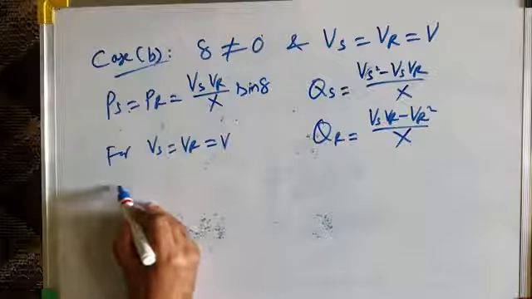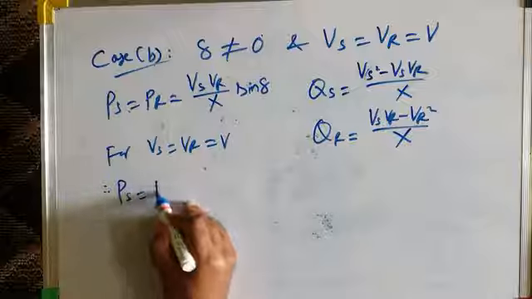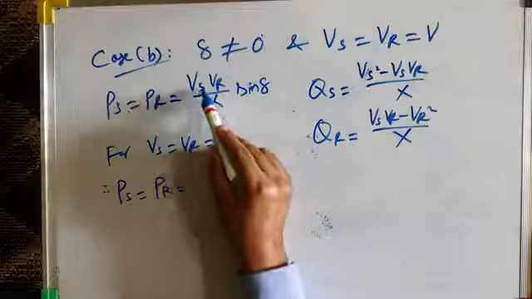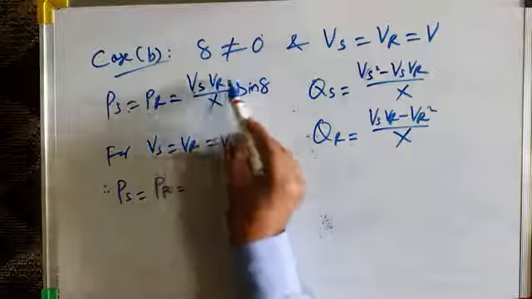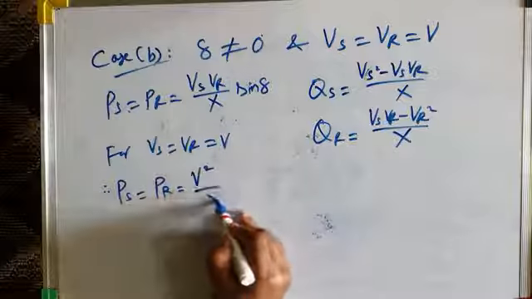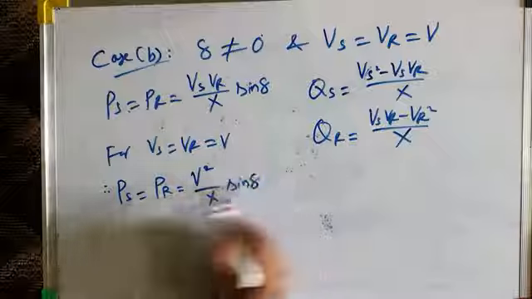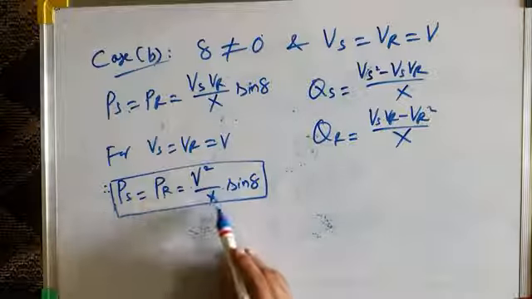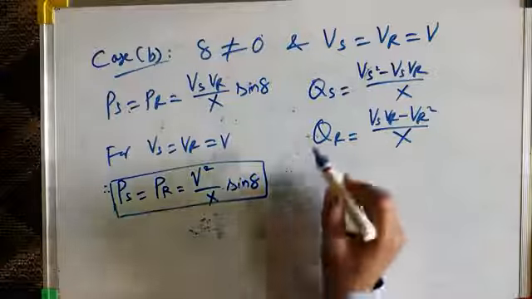Substitute here. Therefore, active power at the sending end is the same as active power at the receiving end. Vs is V, Vr is also V, V into V is V square. So it is V square by X sine delta. This is the same equation which we derived in the previous class: P equal to V square by X sine delta. And what about Qs?